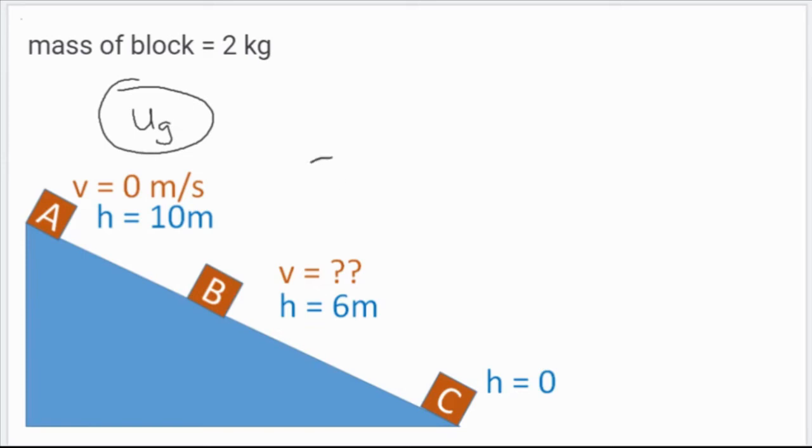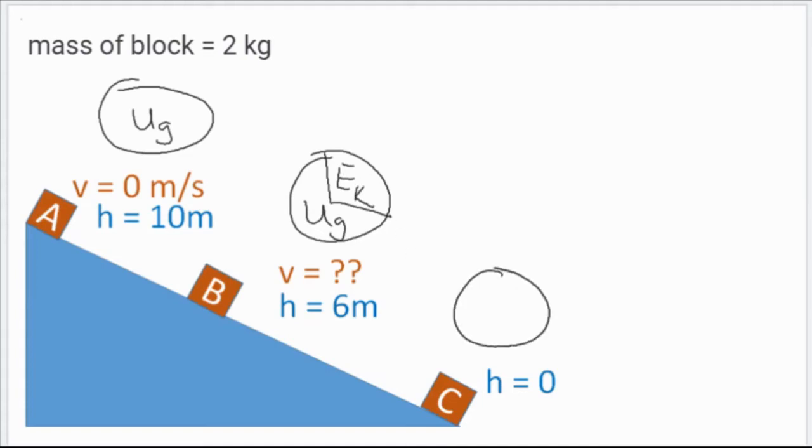At point A, all of the energy is gravitational potential energy. At point B, some is gravitational energy, and some energy is kinetic energy. And by the time the block gets to point C, all of the energy has been transformed from gravitational into kinetic. Since there is no friction, no energy is dissipated. The conservation of energy tells us that the total amount of energy in each of these cases will be exactly the same. That means we can write an equation that looks like this.